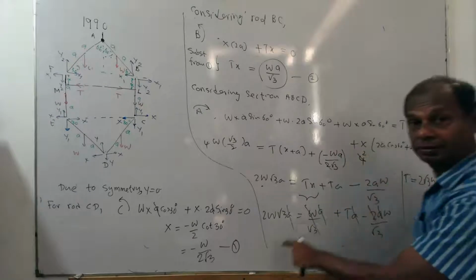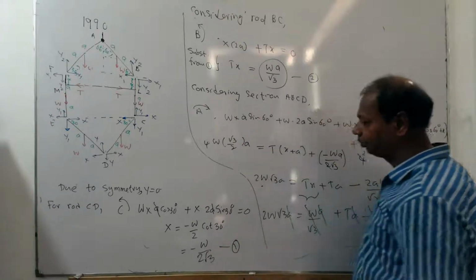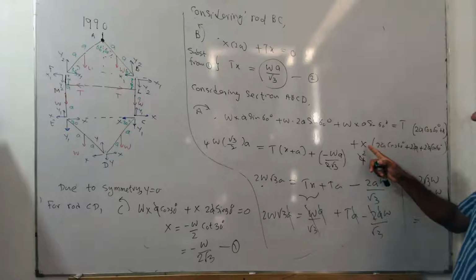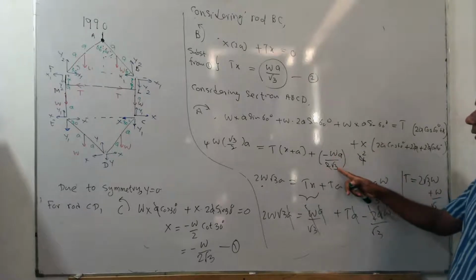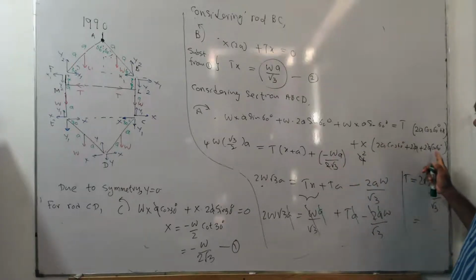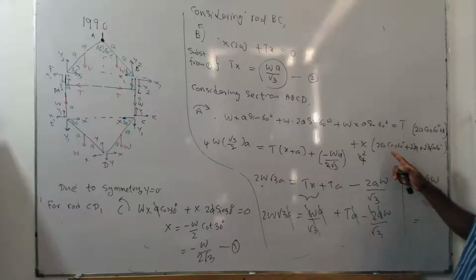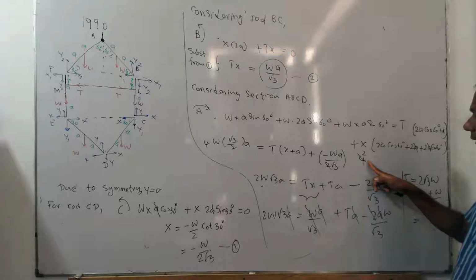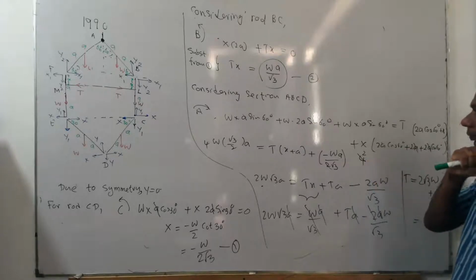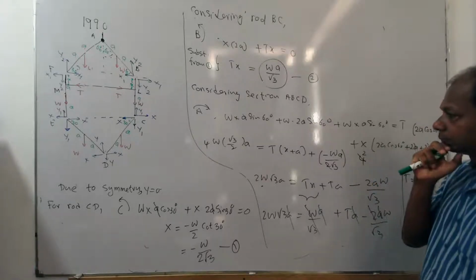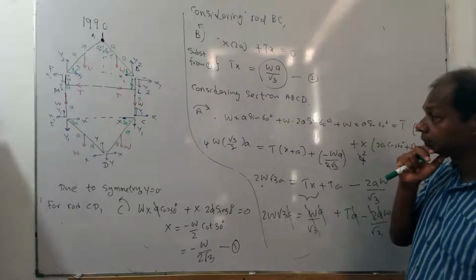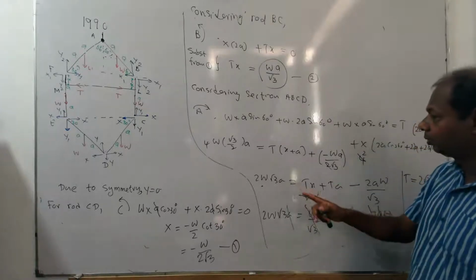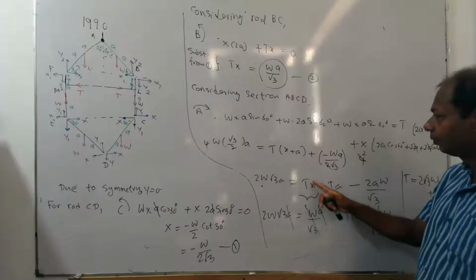x is this. I substitute for x: x is minus w over 2 root 3. Take a out, so that will give 2a, 4a. 2w root 3a equals tx plus ta.